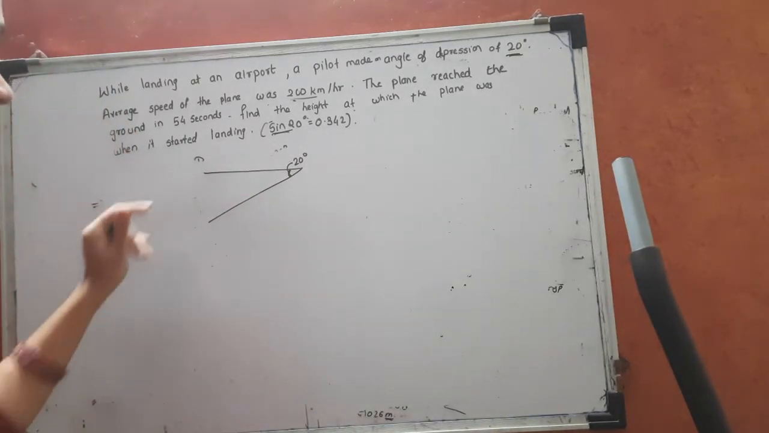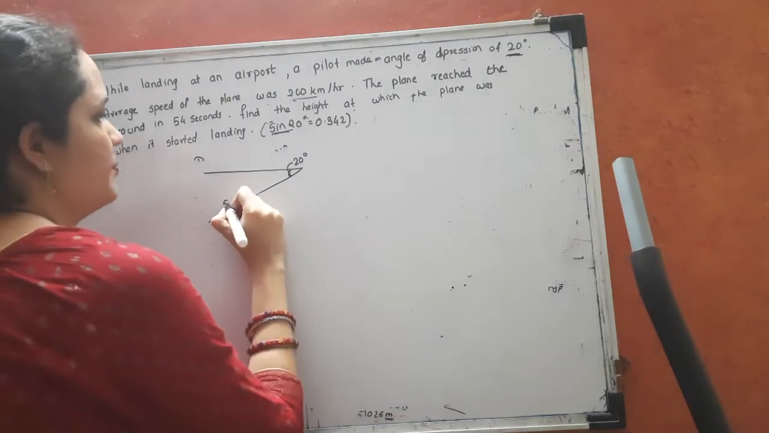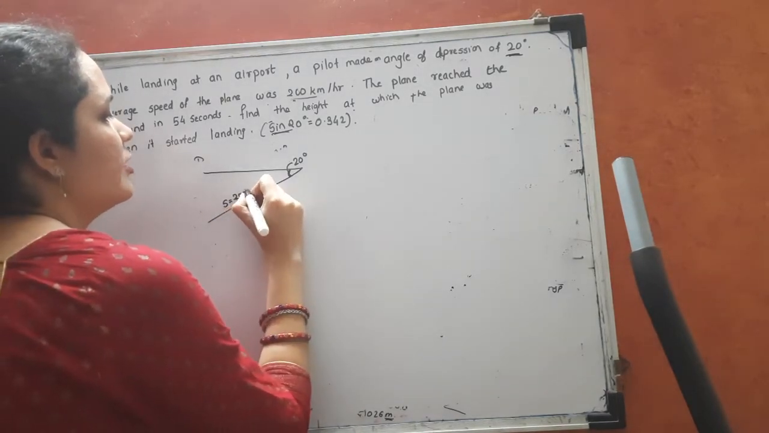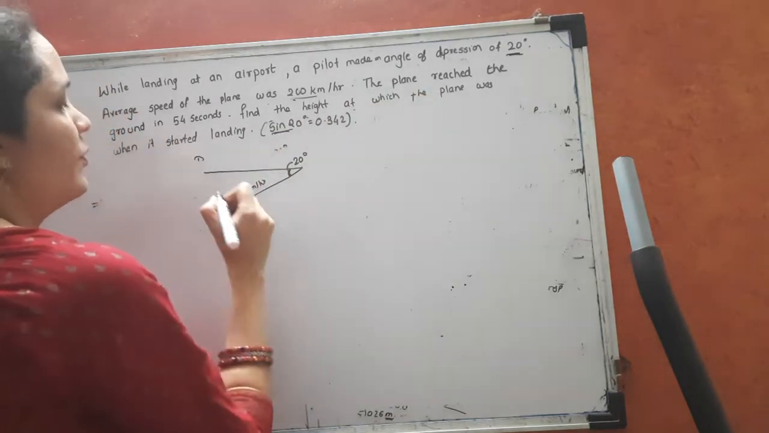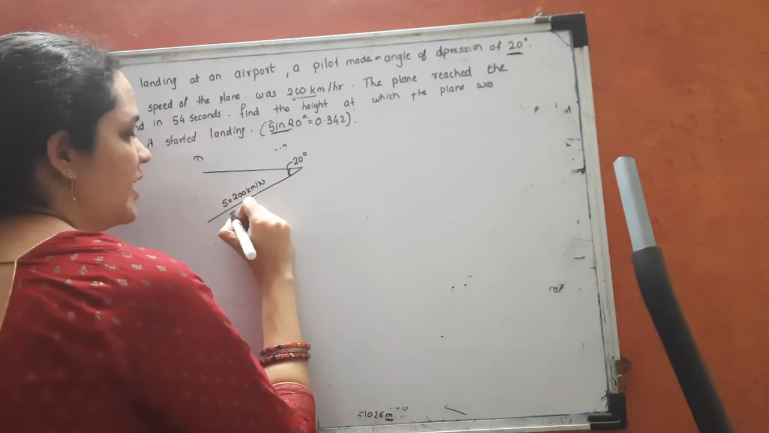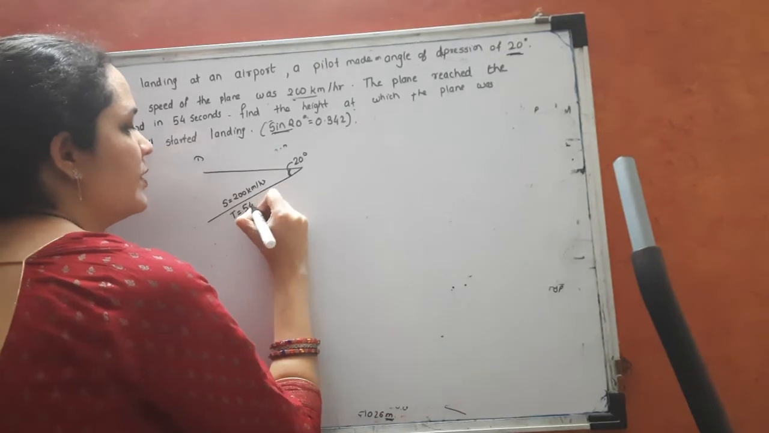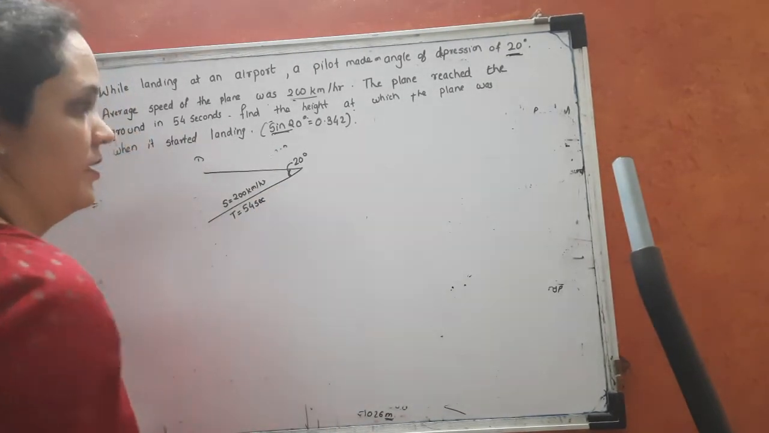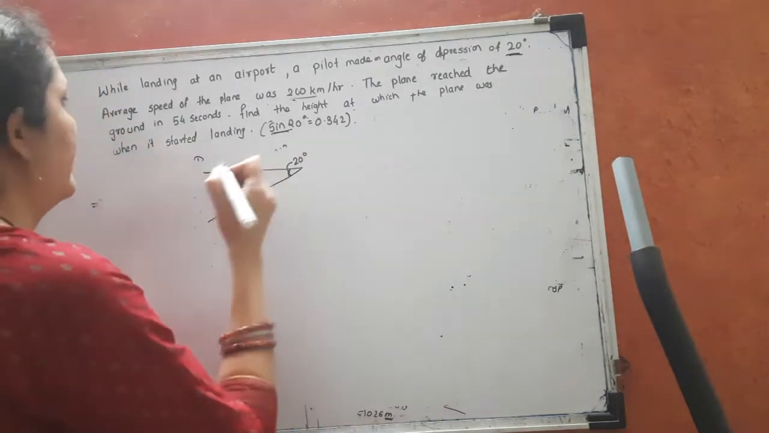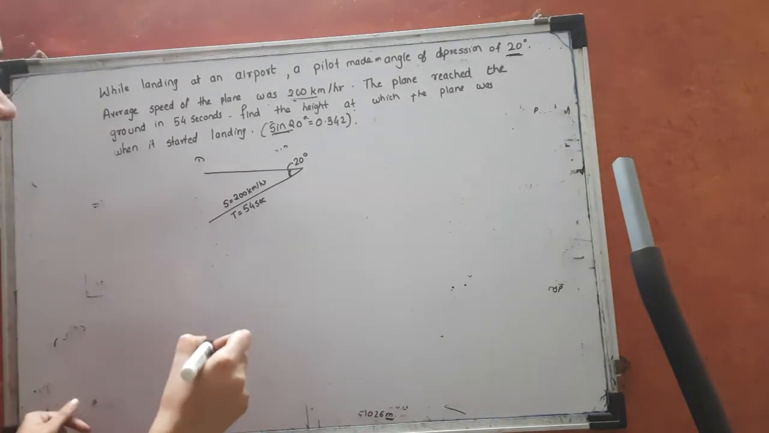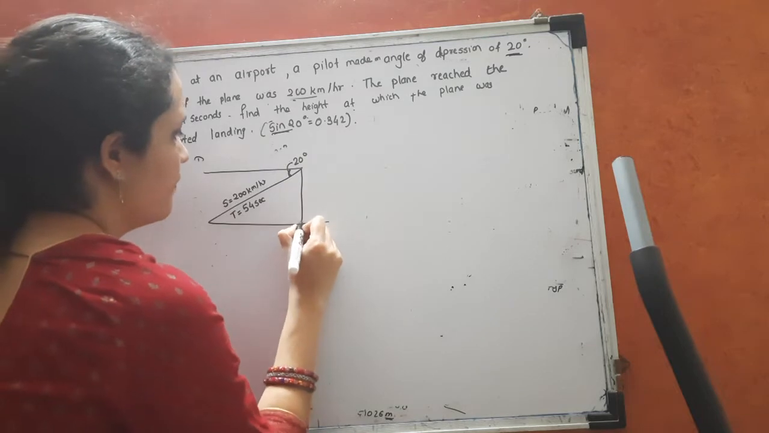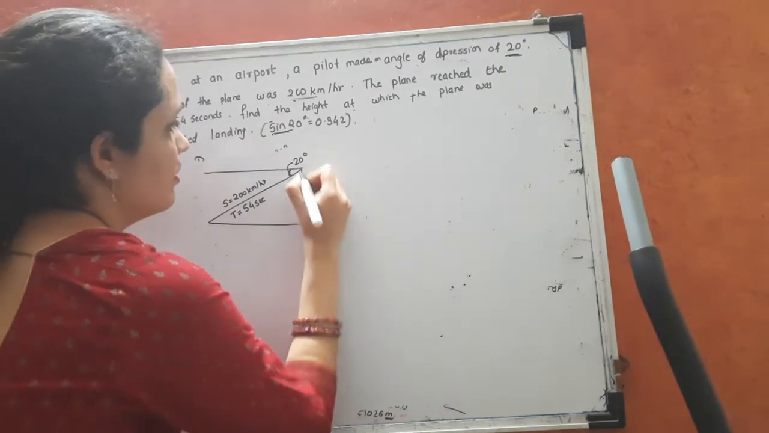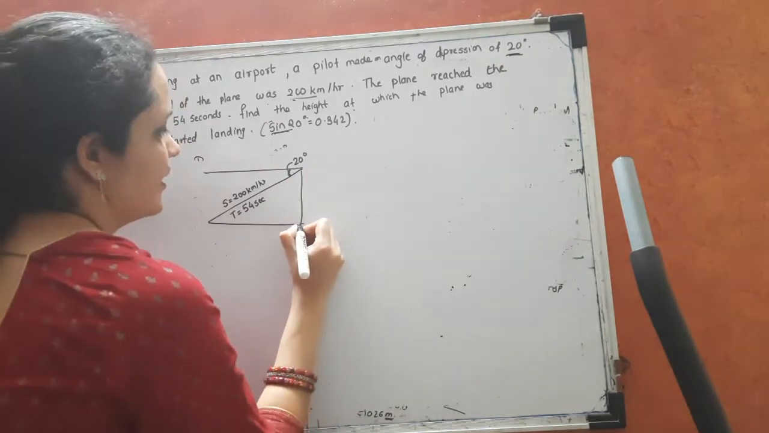The average speed of the plane was 200 km per hour. The plane reached the ground in 54 seconds. So the time it took to reach the ground is 54 seconds. Find the height at which the plane was when it started landing. So you need to find out the height at which the plane was when it started the landing.